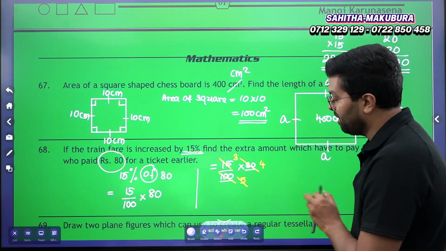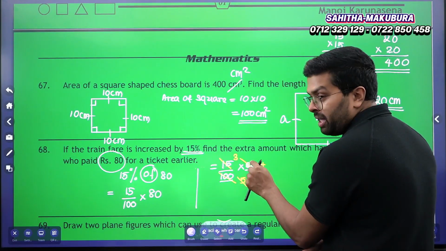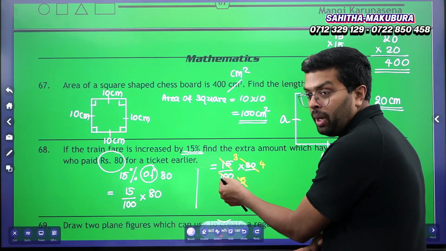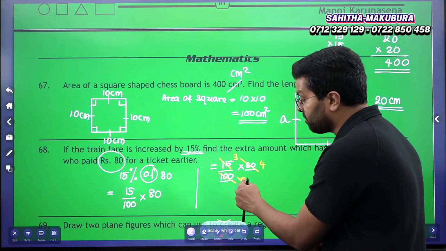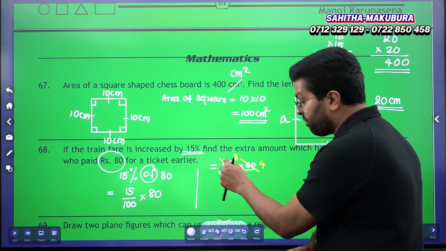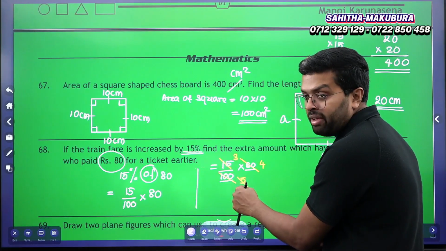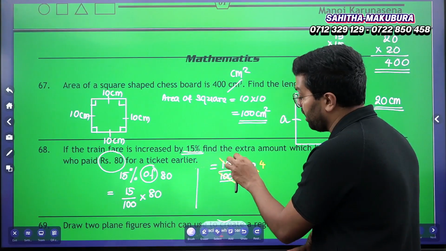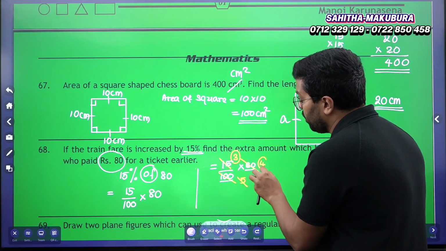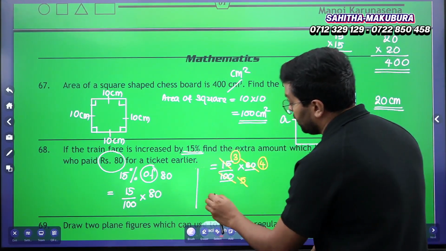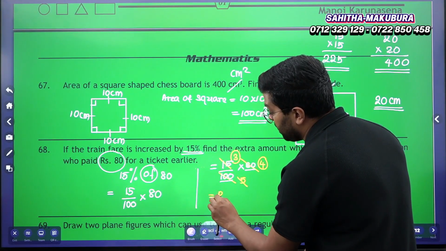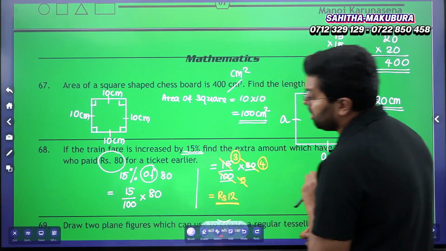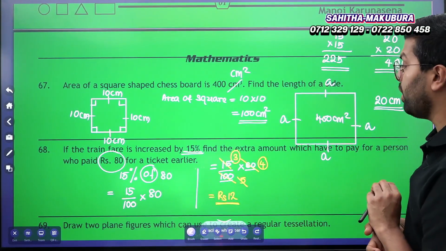Is that clear? We divided 80 by 20. 80 divided by 20 is 4. We divided 100 by 20. 100 divided by 20 is 5. After that we had 15 and this number 5 in the denominator. So 15 divided by 5 is 3. The remaining number in the numerator is 4. So 3 times 4, the answer is 12 rupees. 15% of 80 rupees equals 12 rupees.